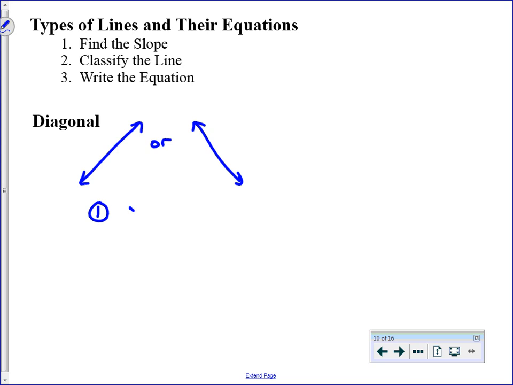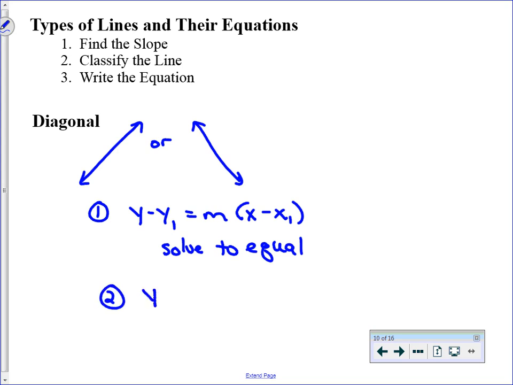So we need to start with y minus y1 equals m times x minus x1. And then we solve this equation to equal the equation that we all love. Our last step here would be y equals mx plus b. And this equation should always be our final answer.